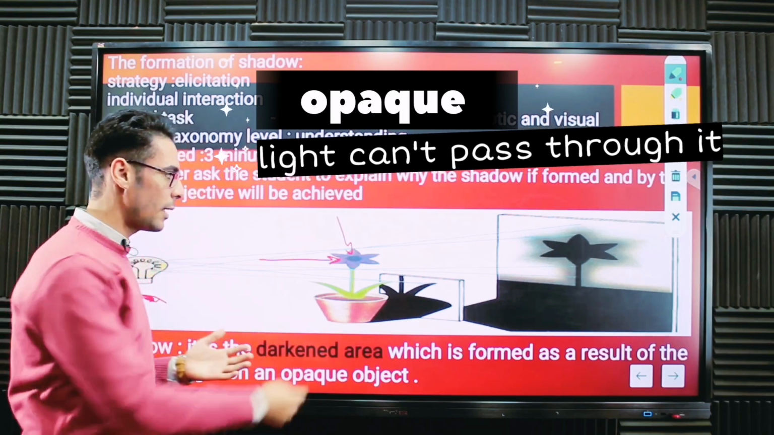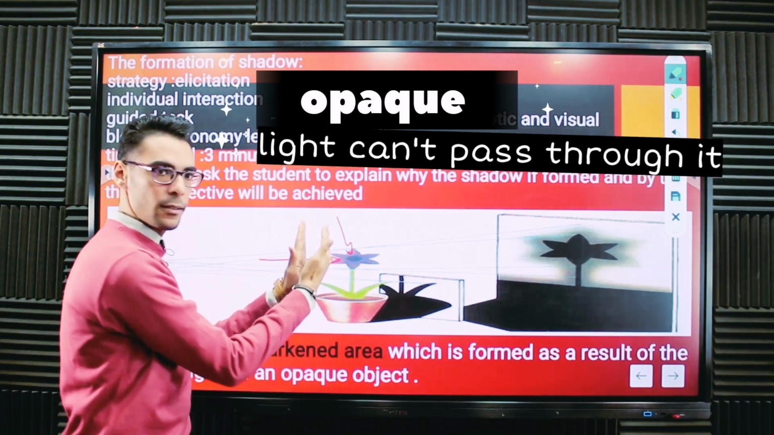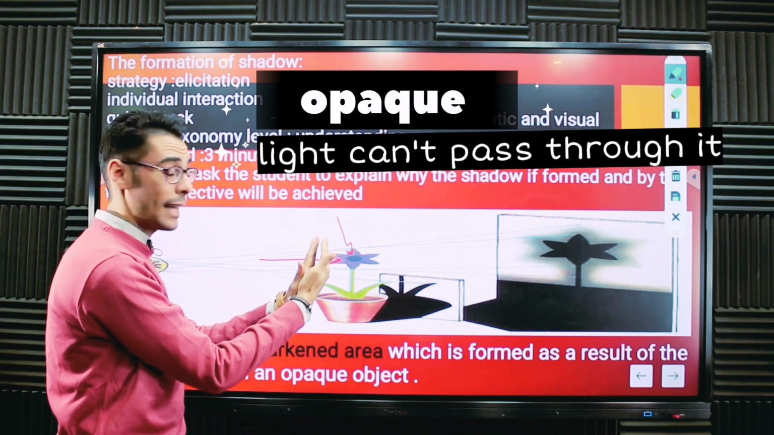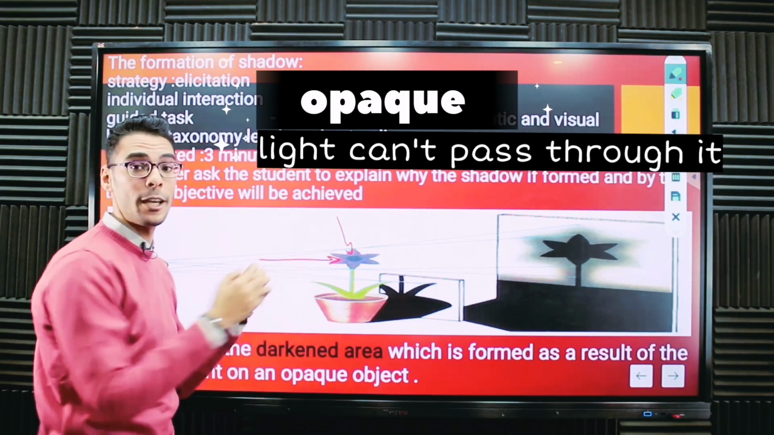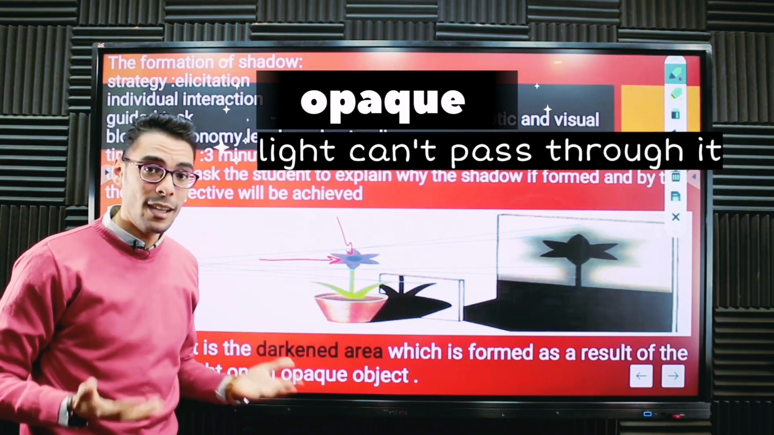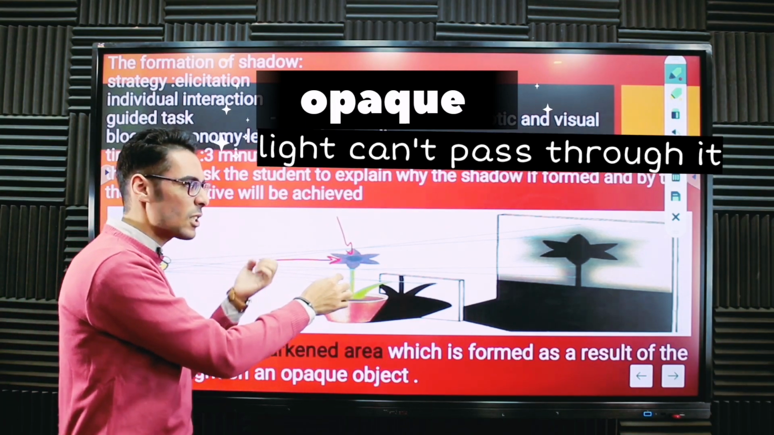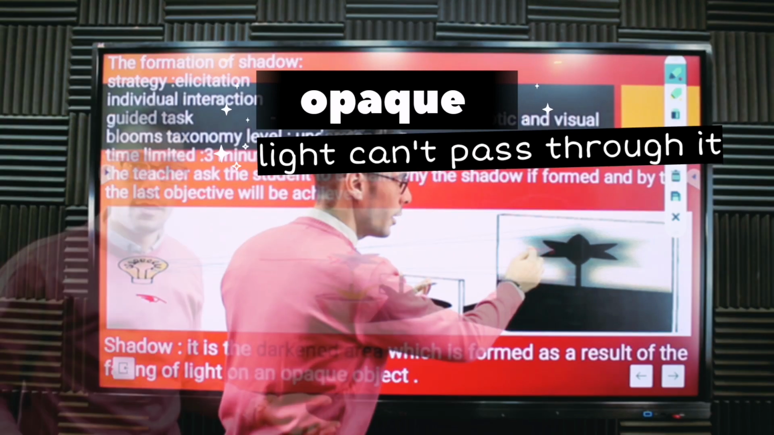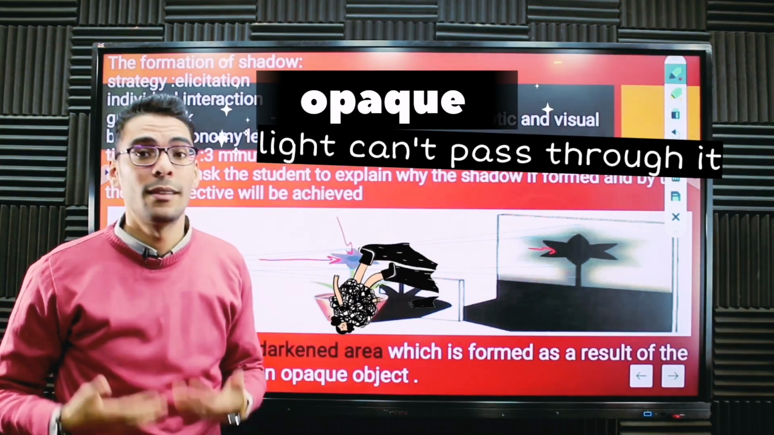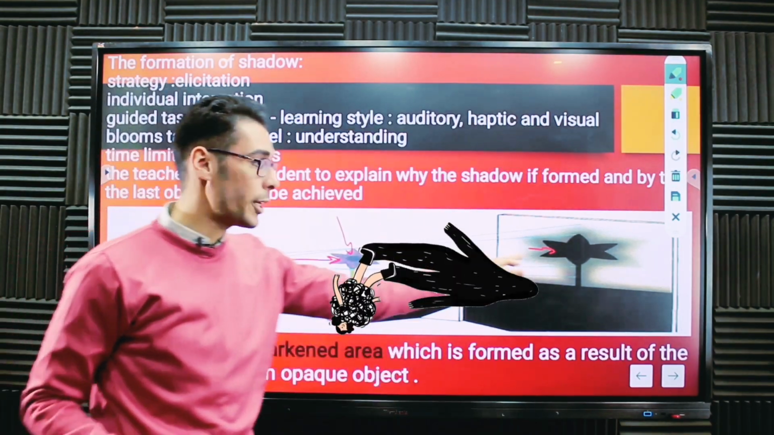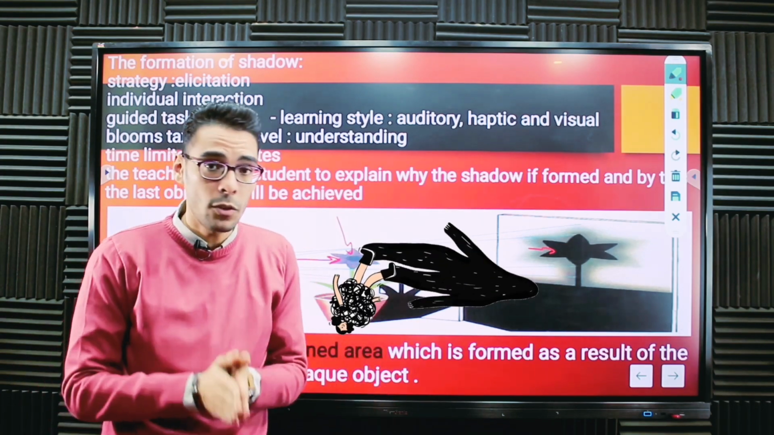So what is going to happen if an opaque object faces the light rays? Exactly, you are right. It blocks the light rays. It prevents the light rays from moving, so they stop here. This causes, on the other side, this phenomenon, okay, which is the shadow. Shadow is a darkened area. As you can see here, it's a dark area.